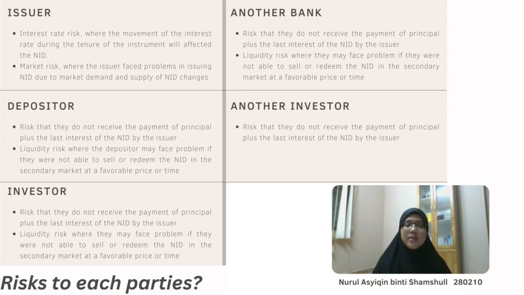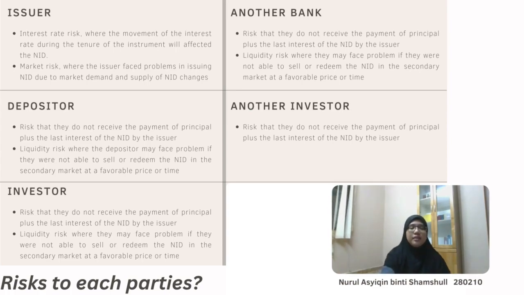The next risk is liquidity risk, where the depositor may face problems if they are not able to resell or redeem the NID in the secondary market at a favorable price or time. In a situation where the depositor needs immediate cash and they plan to sell the NID in the secondary market, it would pose a problem to the depositor if the price and the rate at the time is unfavorable.